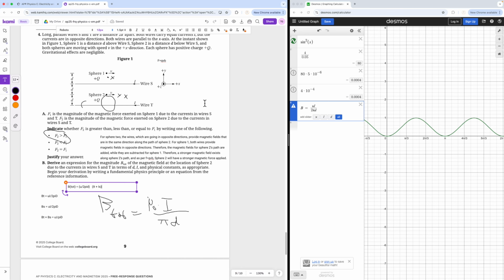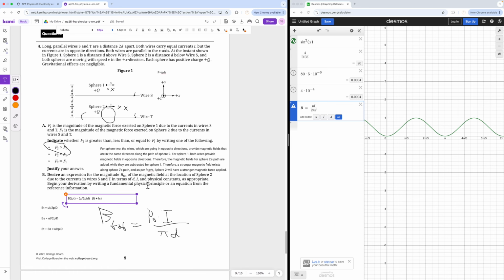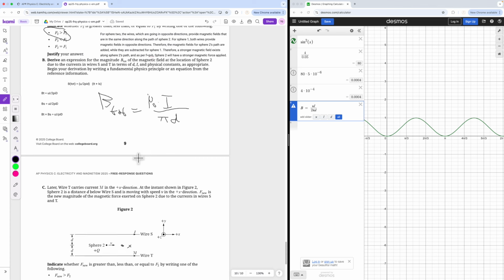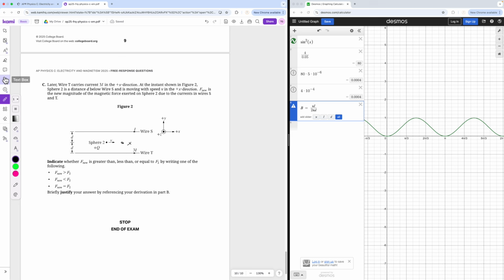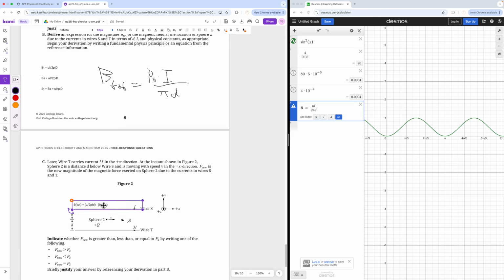And now here's an interesting thing to notice. Here you have a much greater current total, but they're in the same direction, meaning that if you checked your right-hand rule, the magnetic field here is going to be coming out of the page due to wire t, but it's going to be going into the page due to wire s. So here they're being subtracted, here they're being added. So what is the new force going to be? So let's actually reference our derivation up here. I'm going to bring this down here.